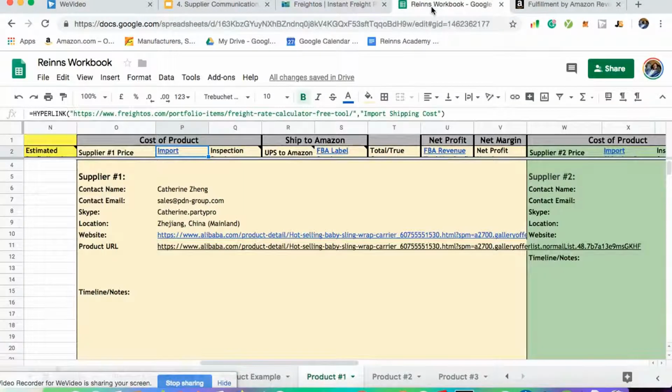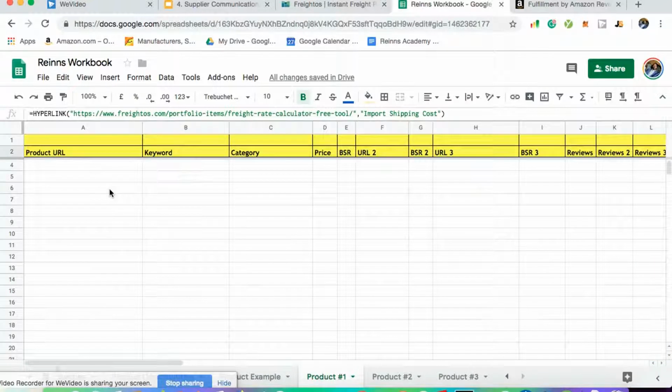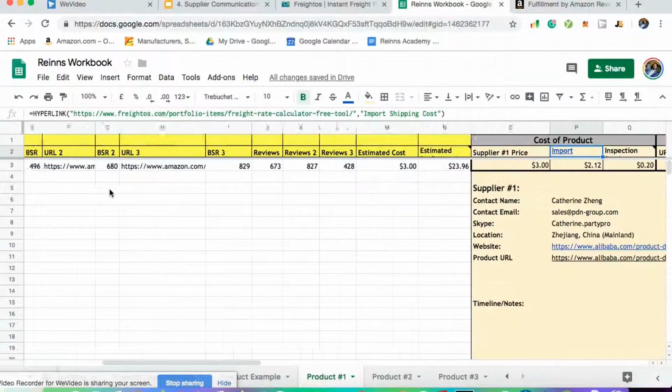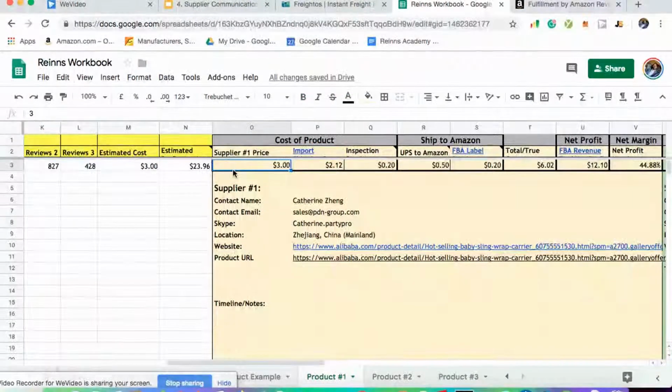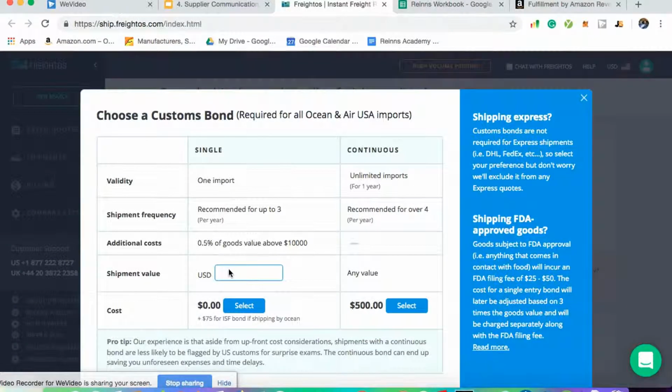You go to your RAINS workbook, and of course you have communicated with the suppliers and done all the negotiations, and now you've arrived at a value of $3. Let's say you want to buy 500 units. That's $3 times 500. What does that come to? It comes to 1,500, right? So you put that 1,500 here. Remember, this is the value of goods, the raw money you're paying the suppliers, like the price of the product from the supplier.